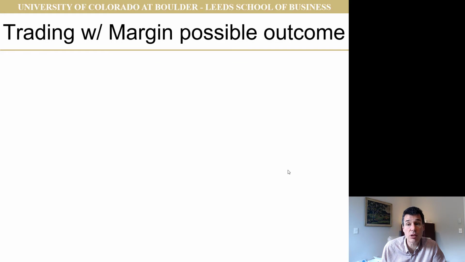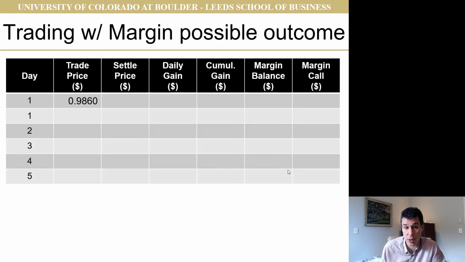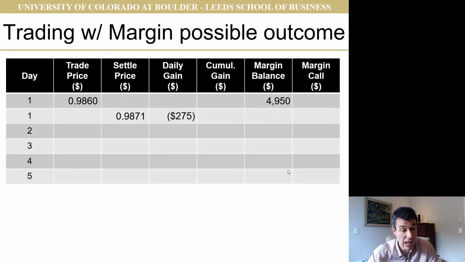Okay, so now let's look at what might have happened. So they traded at 0.9860, and they posted $4,950. On that first day, again, we trade sometime during the day, the market closes briefly, and we have a final settlement price of 0.9871. This is not good for our investor, because they're short 2 contracts. The price went up, so they lost money.